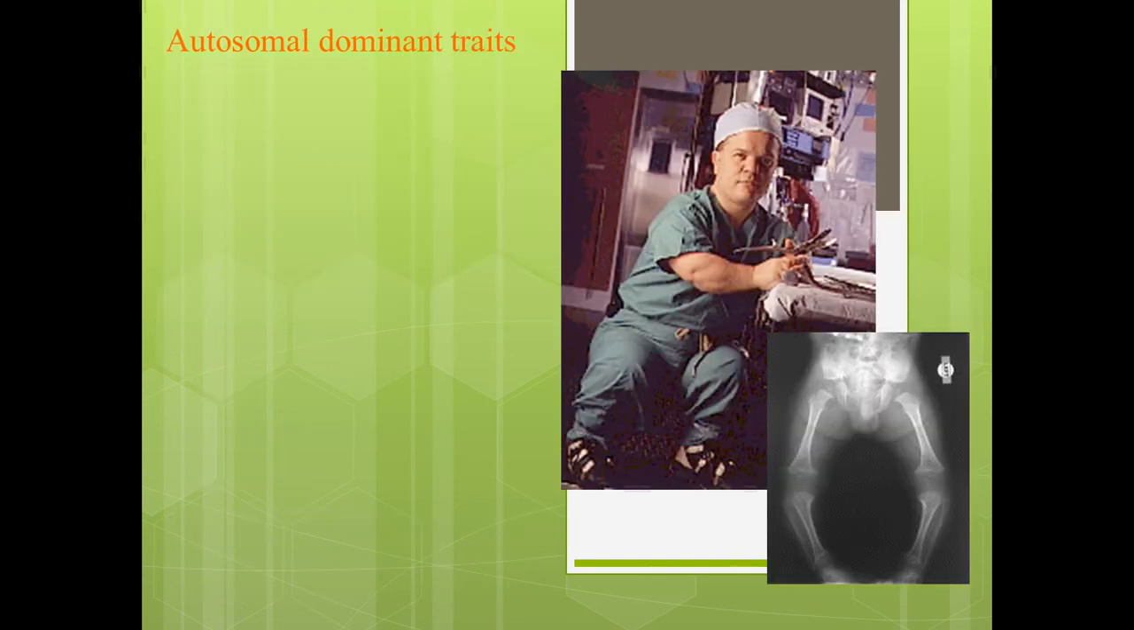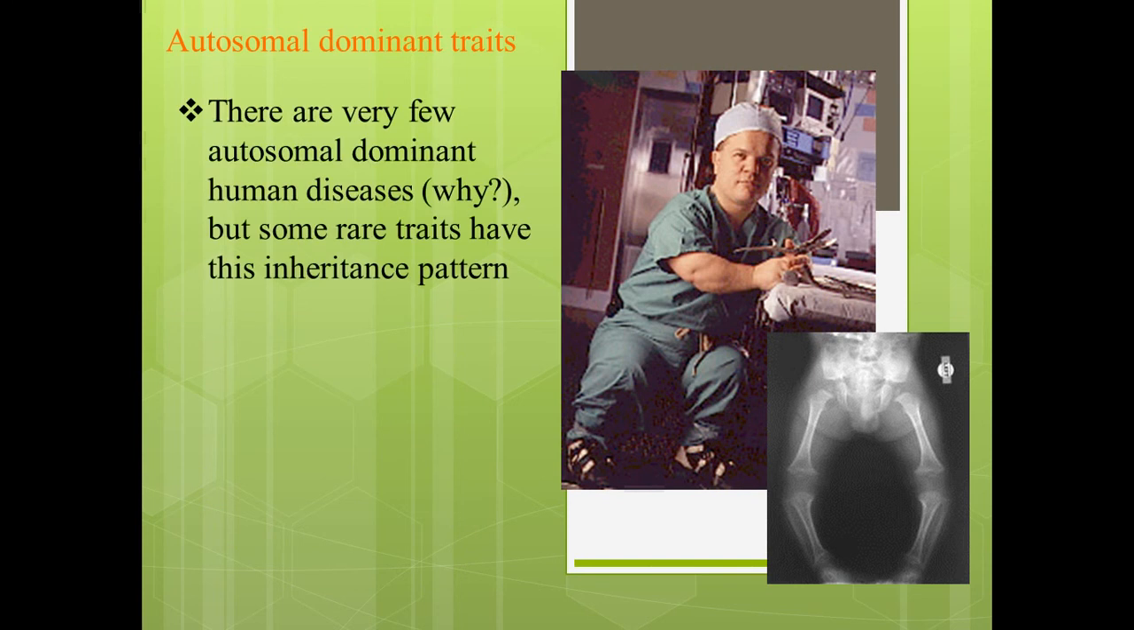Some examples of autosomal dominant traits. There are very few autosomal dominant human diseases, but some rare traits have this inherited pattern. Why do you think there are so few autosomal dominant human diseases? Probably because if an individual inherits this dominant trait, it's very possible that individual, that offspring, would not survive to actually be born.